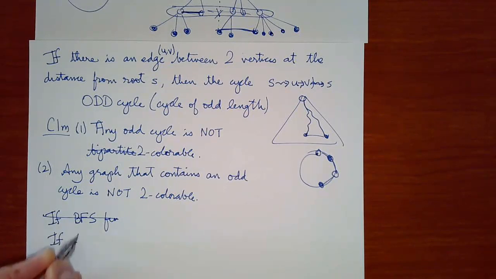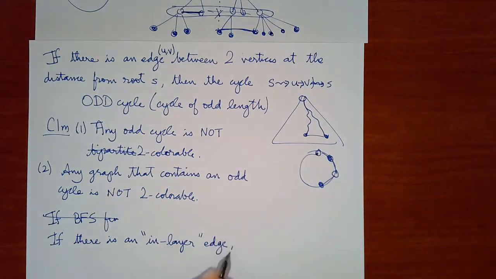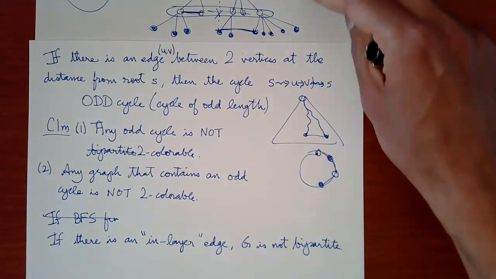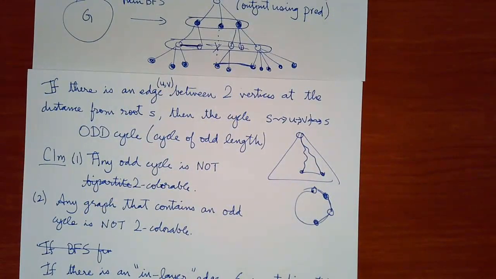If there is an in-layer edge, G is not bipartite. Good. Suppose there is no in-layer edge. Suppose there is no edge that goes within a layer. Then what do you know? The coloring that we came up with is valid. Exactly, which means that if there is no in-layer edge, the coloring is valid and hence G is bipartite.